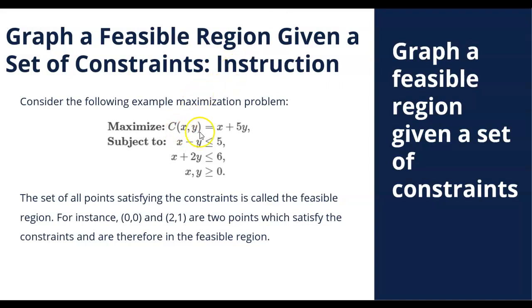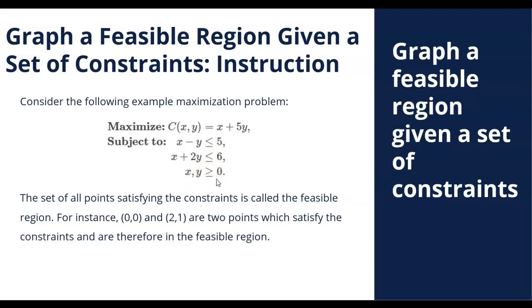We are given this function that we are trying to maximize. So we are given C of x, y, a function in two variables, x and y, which is equal to x plus 5y. We will try to maximize this subject to the following constraints. So these are the constraints: x minus y less than or equal to 5, and x plus 2y less than or equal to 6, and x and y greater than or equal to 0.